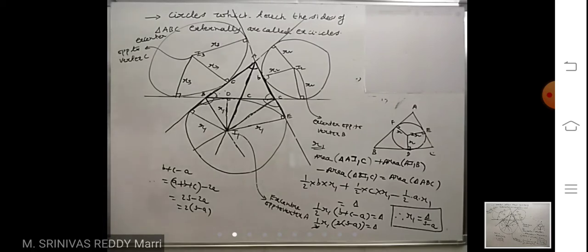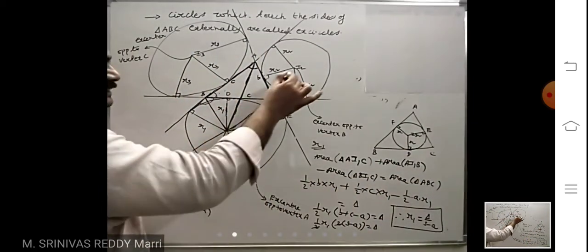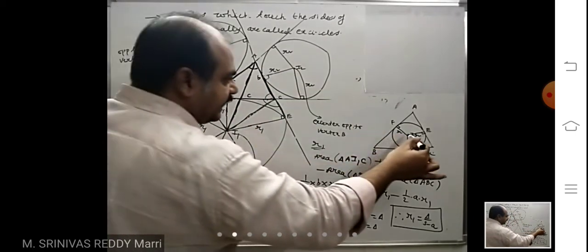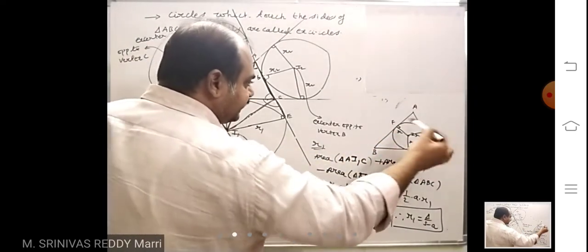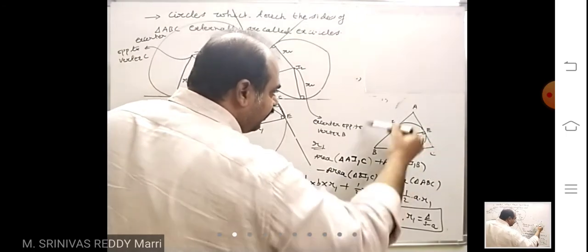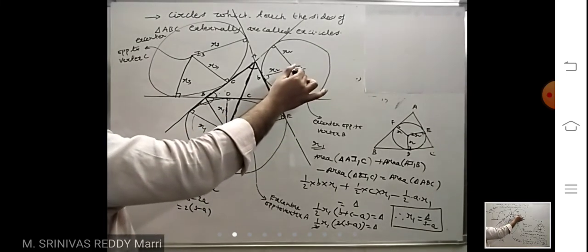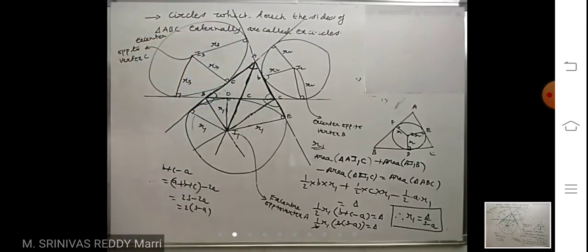Finally, what you have to remember is, if you look at this point in center, I1, I2, I3 are excenters. This I is called the incenter. I will be equidistant from all the sides, at a distance of R from all the sides. I1 will be at a distance of R1 from all the sides, I2 at a distance of R2, and I3 at a distance of R3. Look at it.